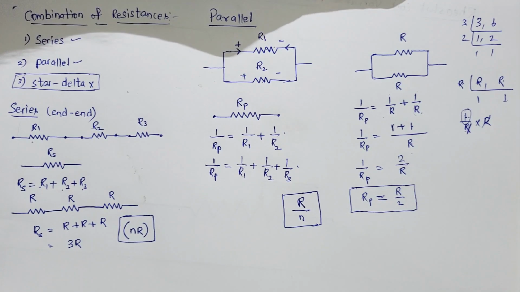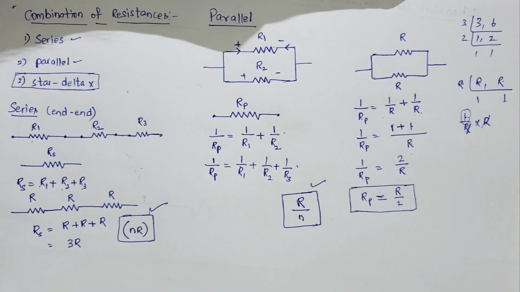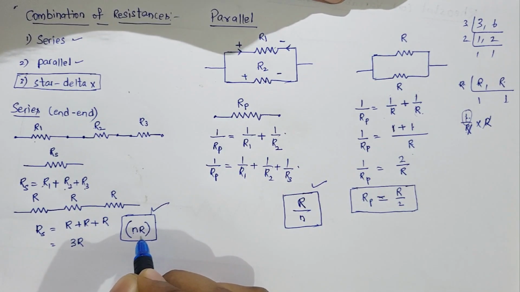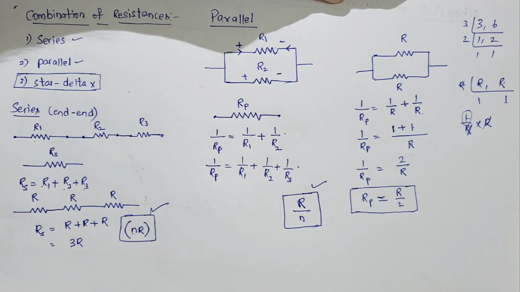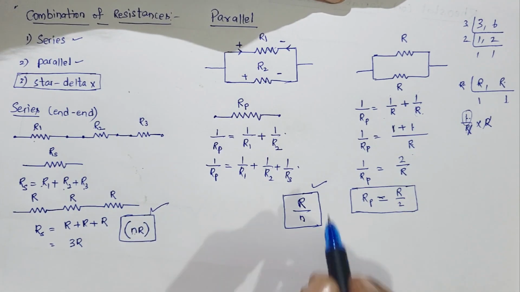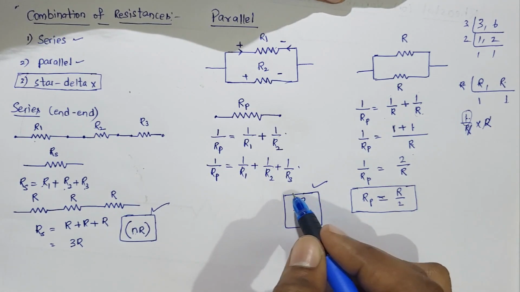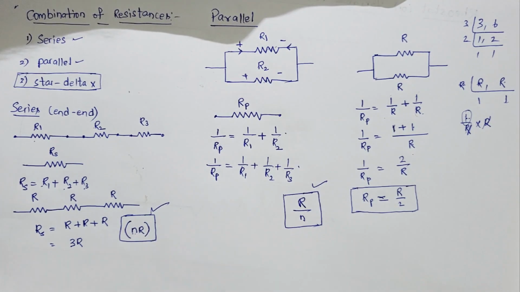Okay, now look at these two formulas, this one and this one. When n number of equal resistances are connected in series, what happened? Resistance became multiplied by n. When n number of resistances are connected in parallel, what happened? Resistance got decreased by n. Right? So this you need to remember.